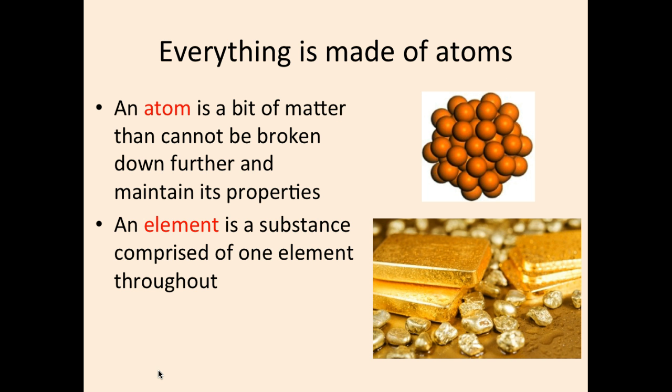Everything is made up of atoms. An atom is a bit of matter that cannot be broken down further and still maintain its properties. So what you see on the right is a single atom of gold. An element, on the other hand, is a pure substance comprised of one particular type of atom throughout, and what you see on the lower right is gold bars. They are comprised of nothing but gold atoms, and that is an element.